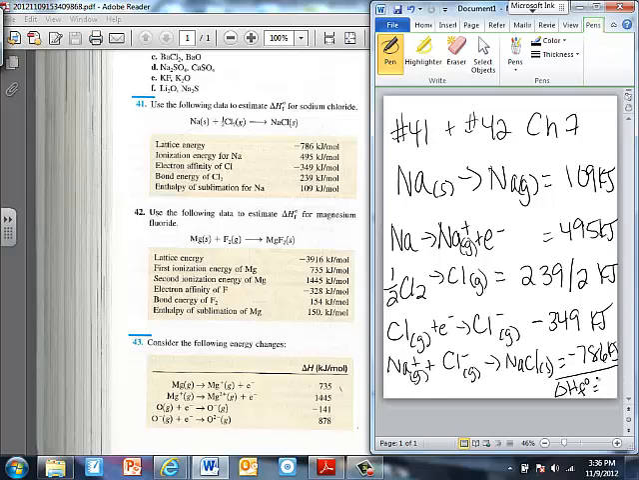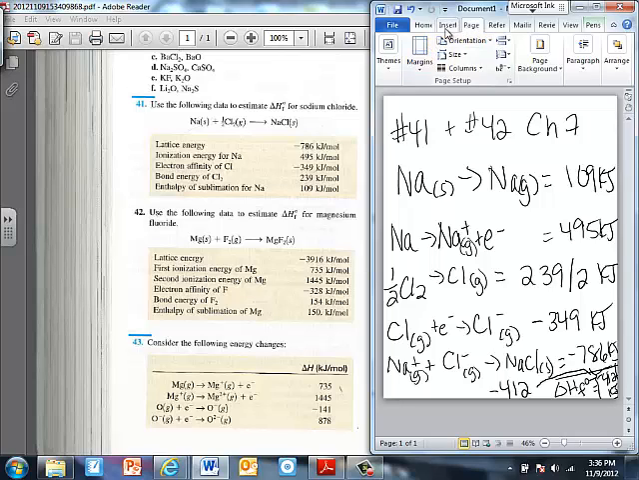I'm really going to crunch here, I apologize. Negative 412 kilojoules. And so that right here is negative, I know it's tough to see, negative 412 kilojoules is what that says there.